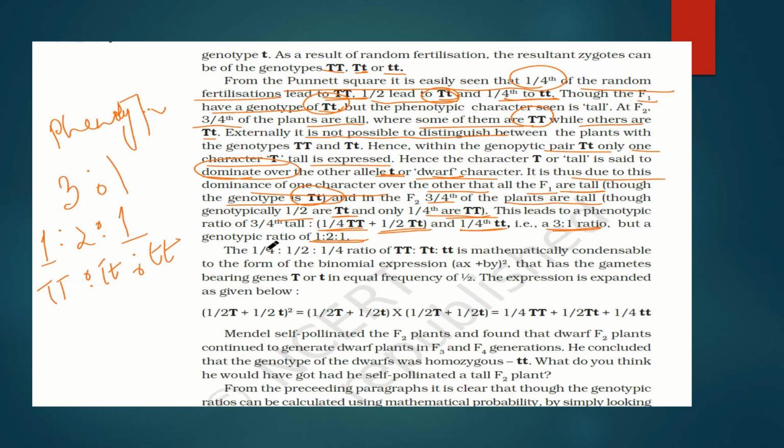Now, the 1/4, the half and the 1/4 ratio of TT, Tt and tt are mathematically condensable to the form of the binomial expression (AX + BY) squared. Okay, so the binomial expression is taken as the gametes bearing T and t are of equal frequency of half, and the expression will be expanded as given below. So this is the expanded expression, right?